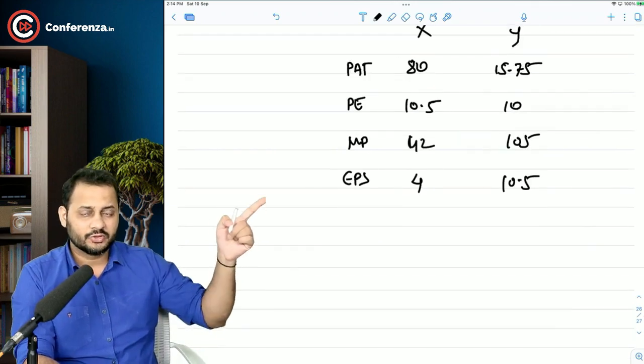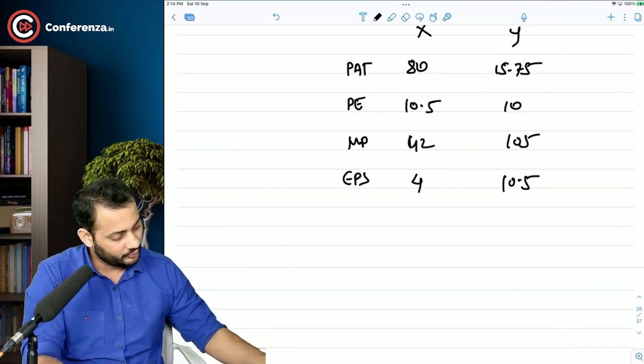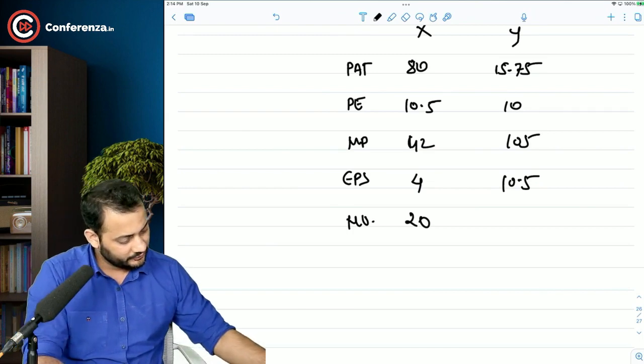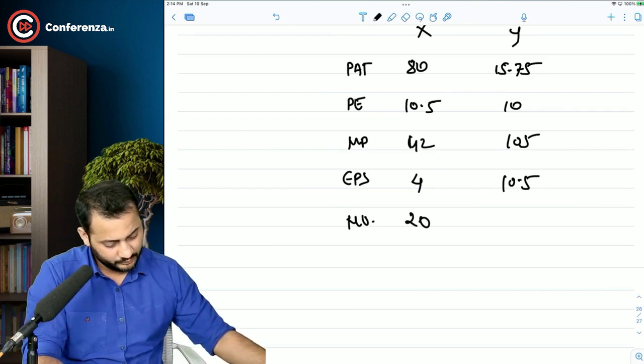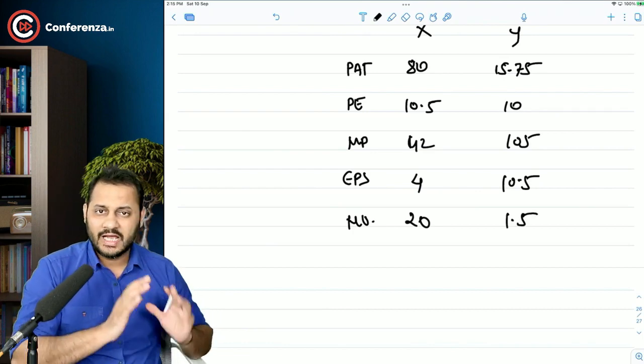We have the EPS also, we have the profit after tax. We can calculate the number of shares: 80 by 4. The number of shares will be 20 in this case, and 15.75 divided by 10.5, the number of shares is 1.5 lakhs. So we have all the data.